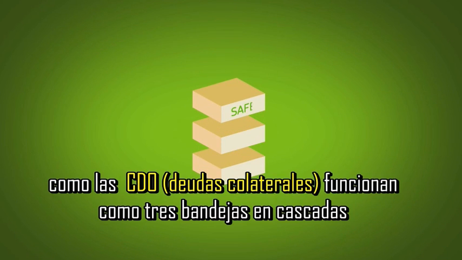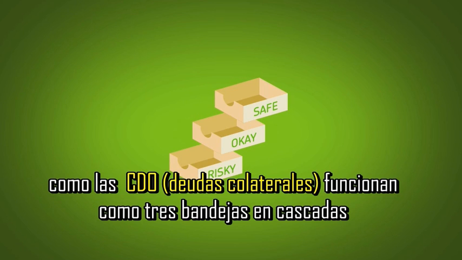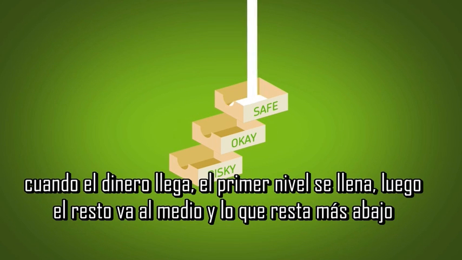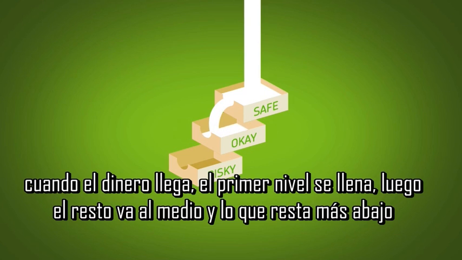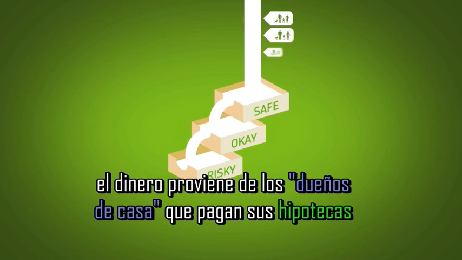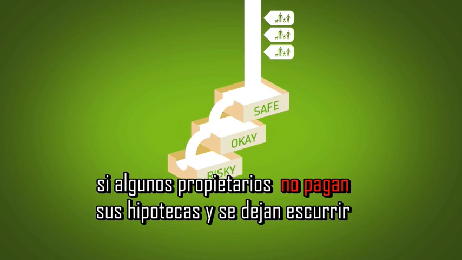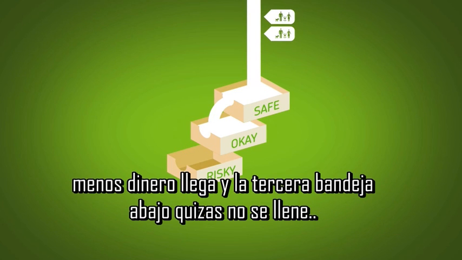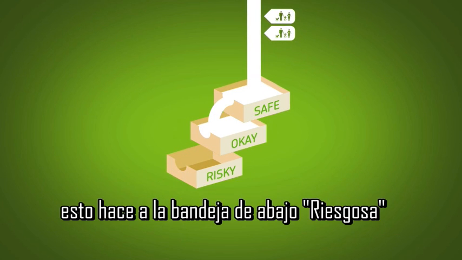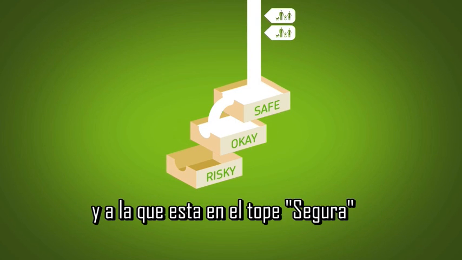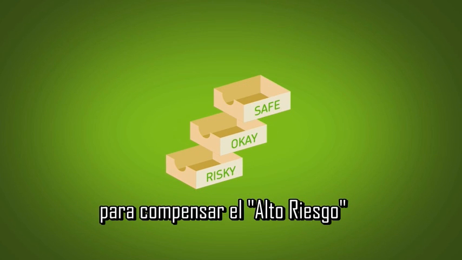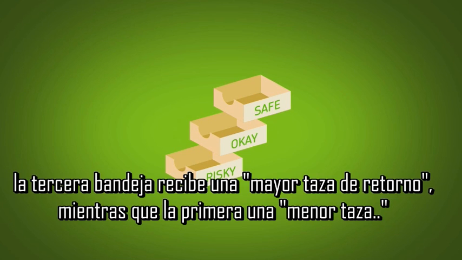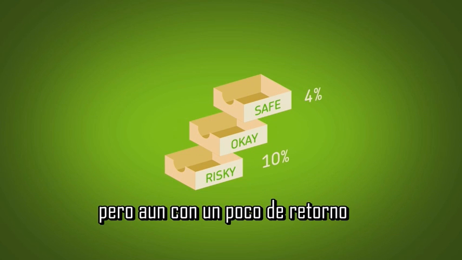A CDO works like 3 cascading trays. As money comes in, the top tray fills first, then spills over into the middle, and whatever is left into the bottom. The money comes from homeowners paying off their mortgages. If some owners don't pay and default on their mortgage, less money comes in and the bottom tray may not get filled. This makes the bottom tray riskier and the top tray safer. To compensate for the higher risk, the bottom tray receives a higher rate of return, while the top receives a lower, but still nice return.